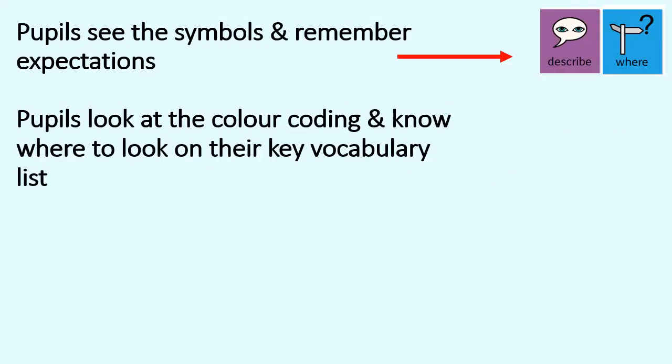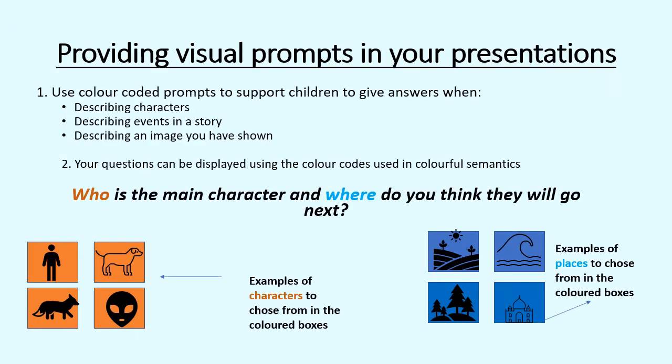Here's another example. As you flip through the slides, you can include the symbols and the colour codes on the top right hand corner so that the children begin to see the association. The pupils can look at the colour code and know where to look on their key vocabulary lists that you have present as well. When asking questions about a given text, using the colour codes as part of your questions will really support your children to understand what you are asking them and where to look to find the answer.